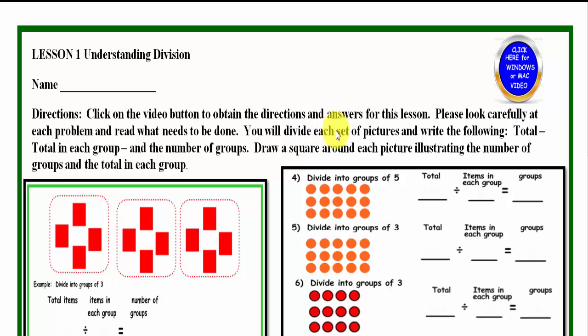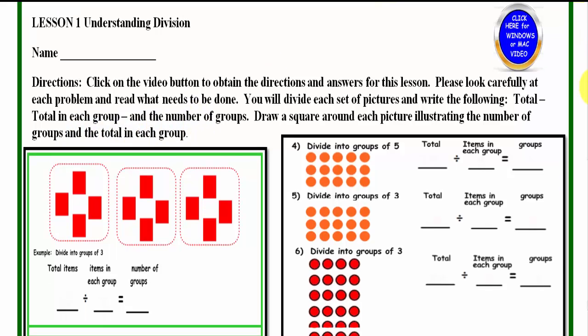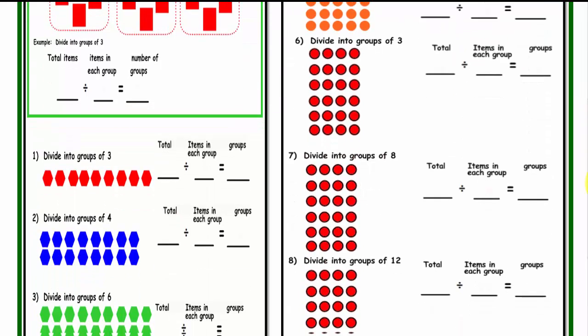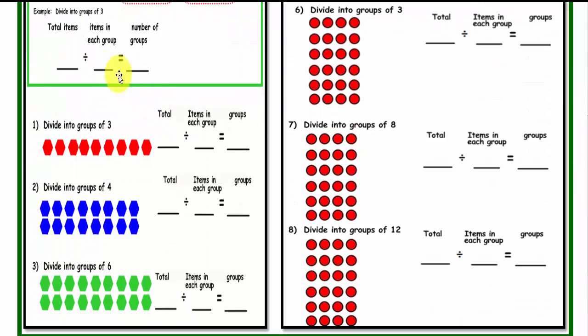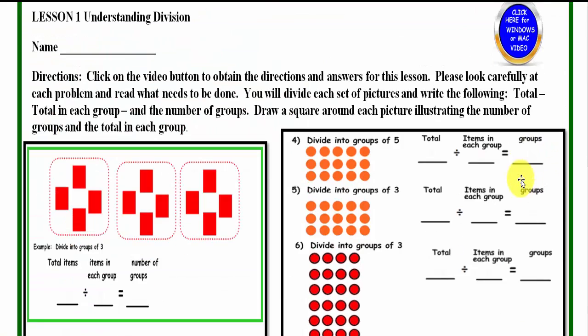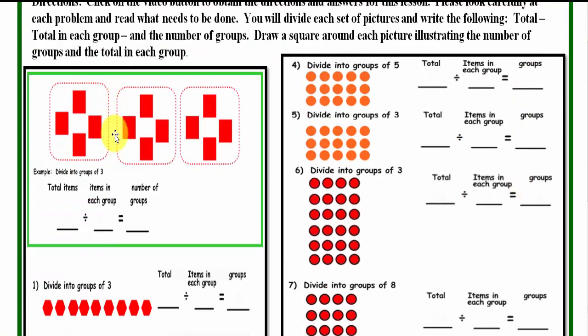You will divide each of the pictures and write the following: the total in each group, and the number of groups. Draw a square around each picture illustrating the number of groups and the total in each group. Okay, if you look carefully, you'll notice that we have 8 problems. 3 on the left here, 1, 2, 3, and over here we have 8. But we also have an example. And the example right here is going to show you what we're talking about.